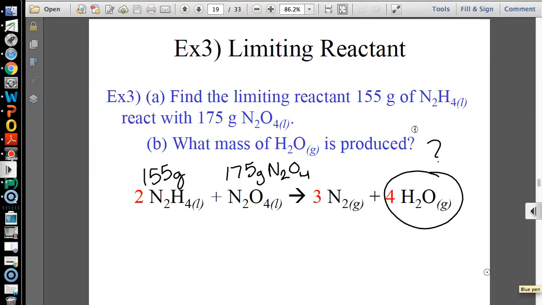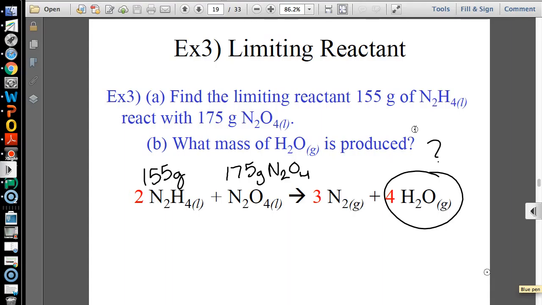So what I'm going to do is 2 separate problems. I'm going to take that 155 grams and solve for water. I'm going to get an answer. Then I'm going to take that 175 grams and solve for water. Then I'm going to see which one's the smallest. Whichever one's the smallest, that's how much water I can actually make. Alright? So, here we go.